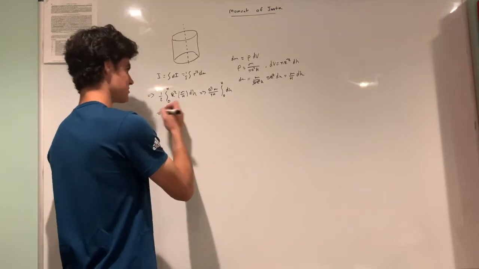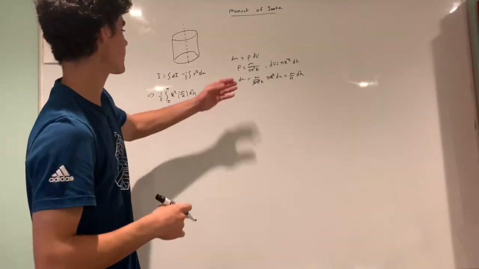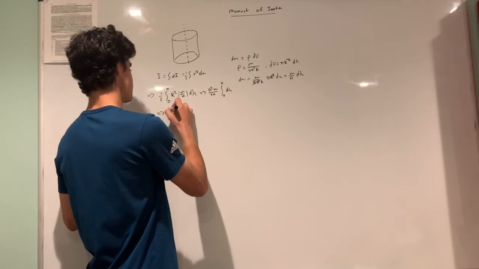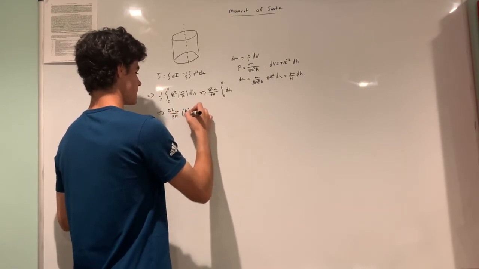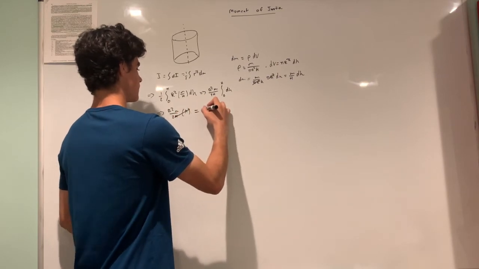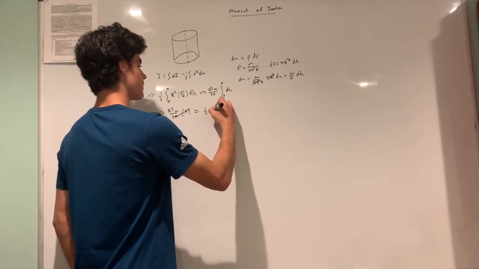Now, this is just an empty integral essentially, where you just have one constant, and you'll have r squared m dh, h, and we'll have 1 over 2 m r squared.